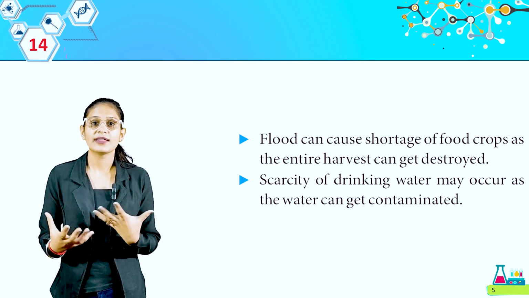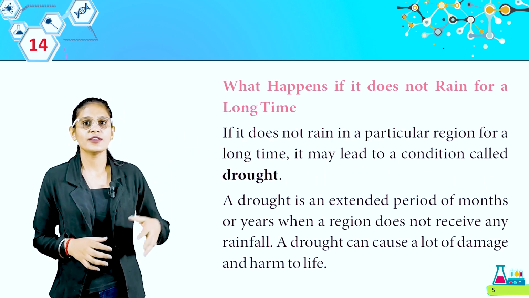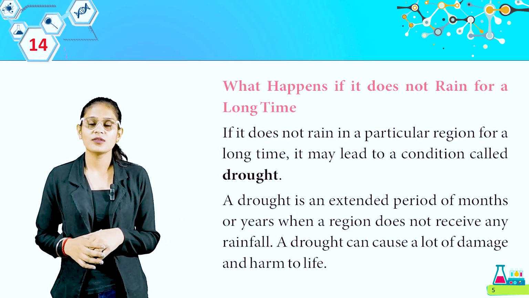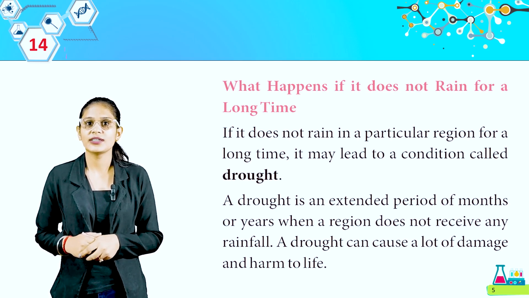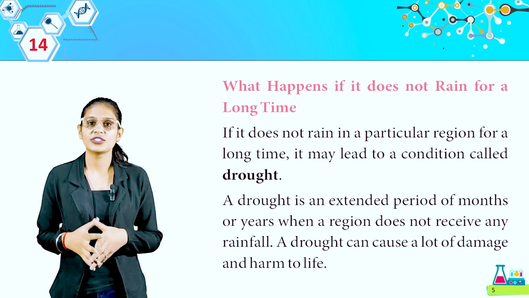So students, these are the effects of flood. Now we will discuss what happens if it does not rain for a long time. If it does not rain in a particular region for a long time, it may lead to a condition called drought. So students, if it does not rain, a drought condition occurs.